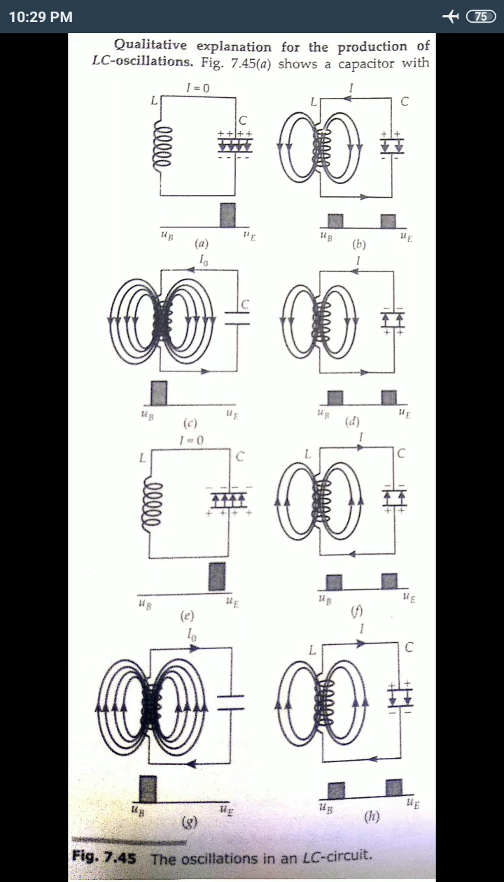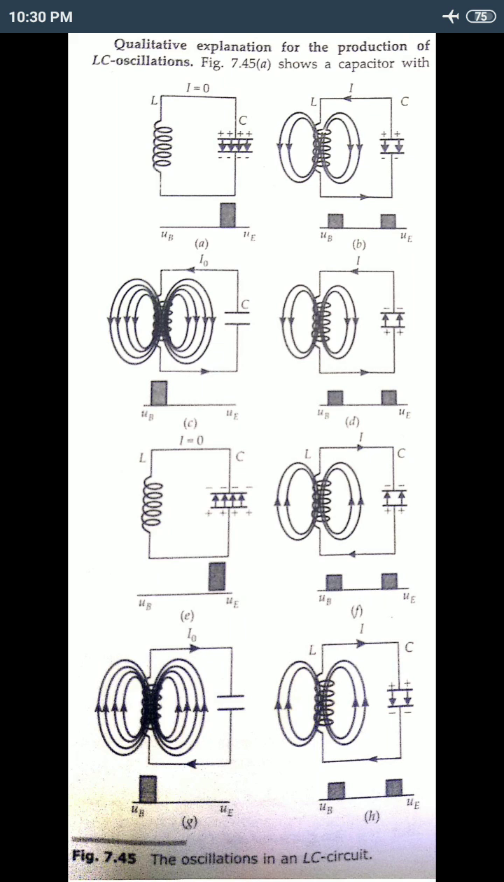Okay, so after the capacitor gets fully discharged, due to the decreasing of magnetic flux linked with the inductor, it will induce the same current in the same direction, and it will charge the capacitor in the opposite direction. Okay, after that what happened? The magnetic flux again reduces, and the current charges the capacitor plates.